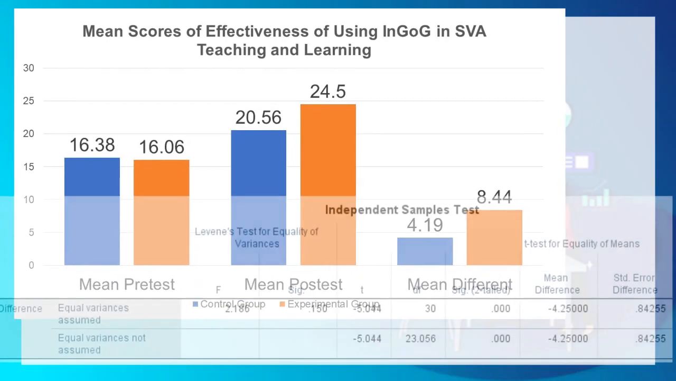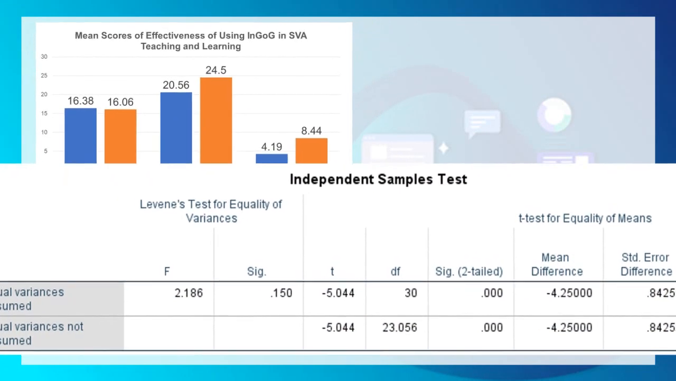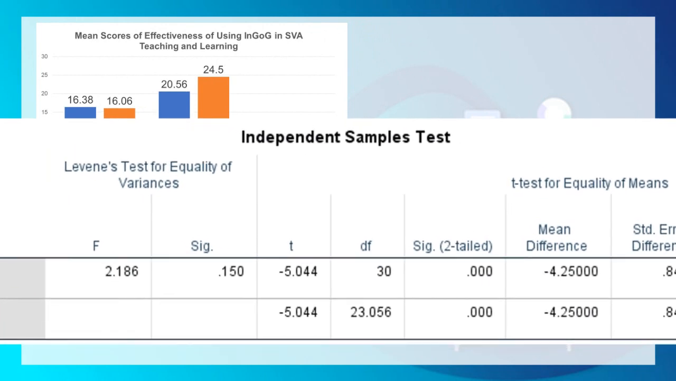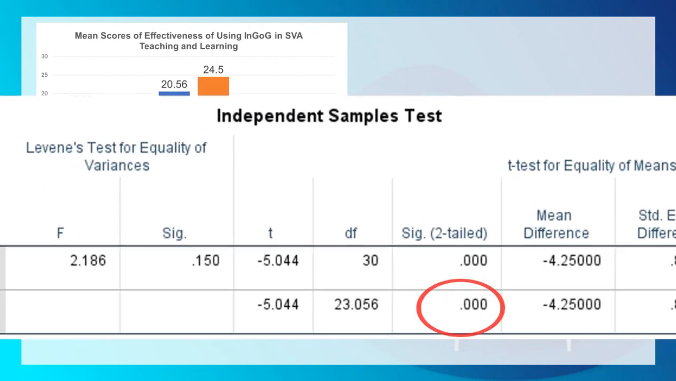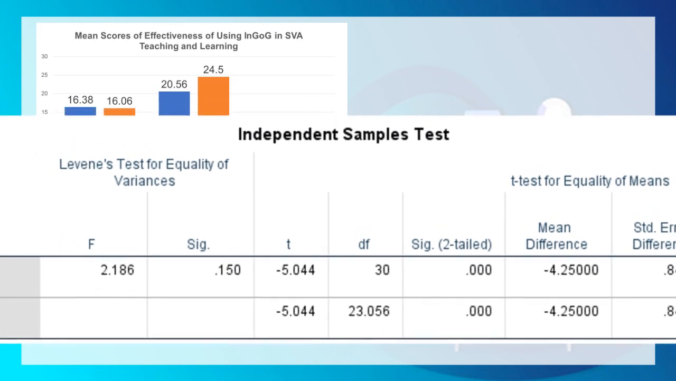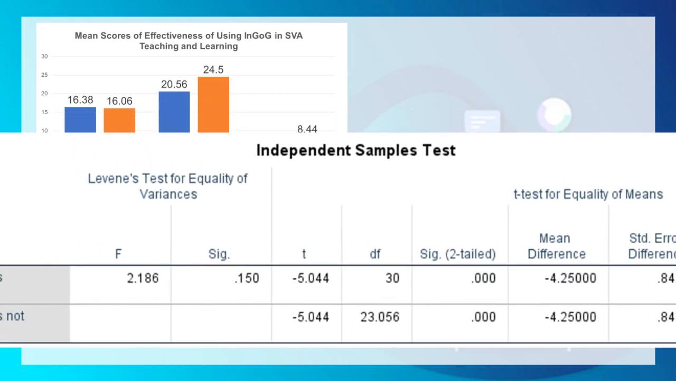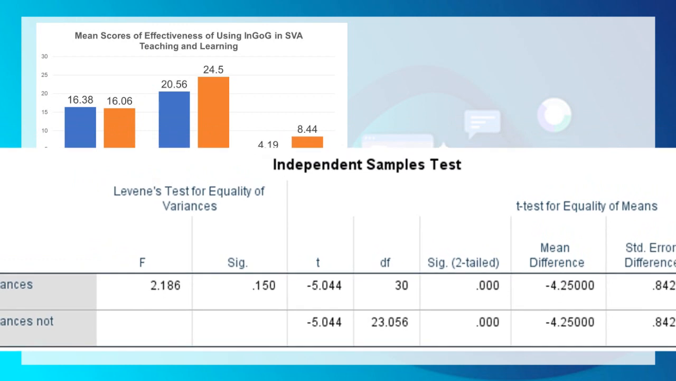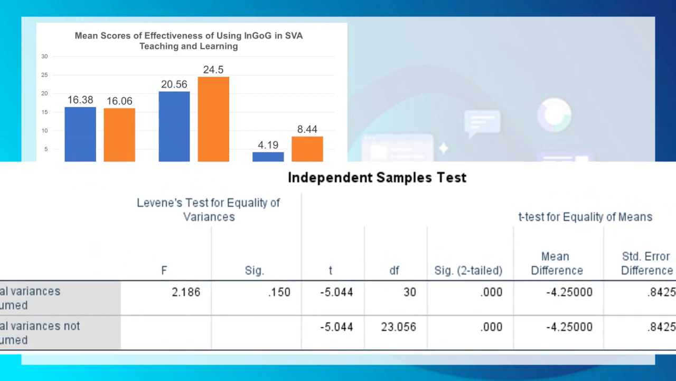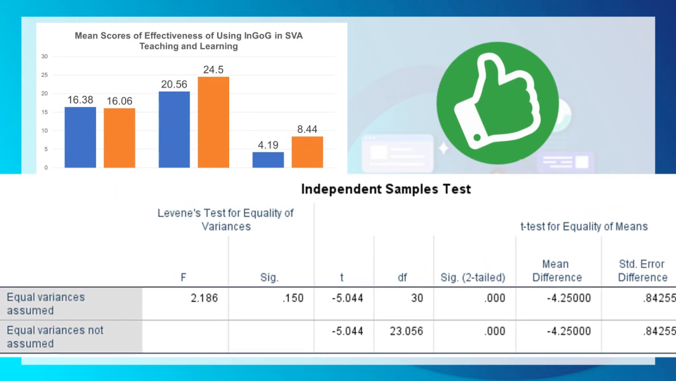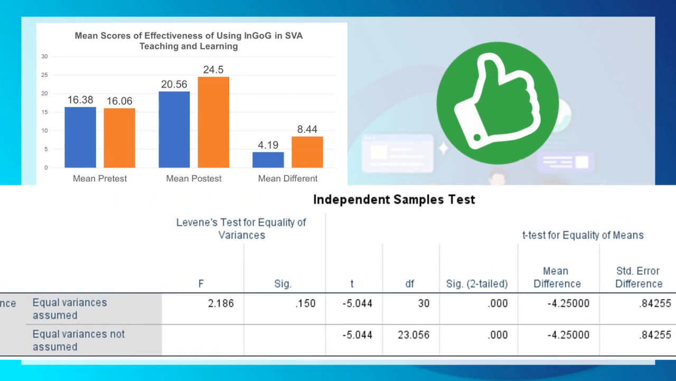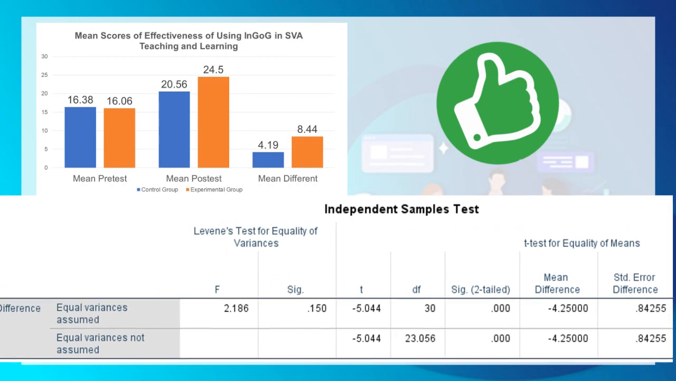20.56. Based on the result of the independent sample t-test, after determining the normality of the data, the significant value p was 0.00, which was less than the alpha value 0.05. Here, the results reject the null hypothesis. Hence, there is a significant difference in the scores among learners between the control and experimental groups. This indicates that InGoG was able to help learners learn and absorb the concept of SVA effectively.